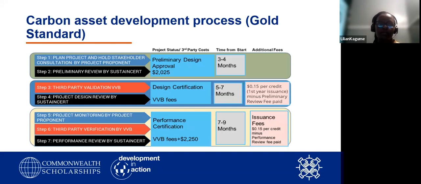So once the stakeholder process is complete, it goes through a process called preliminary review, where the standards look at compliance of the project with the stakeholder consultation requirements, and there are fees associated with each and every process. Just taking the project through the preliminary review costs around $2,000. And that process can take up to about 3 to 4 months, from the time you hold the meeting to the time the preliminary review is completed.